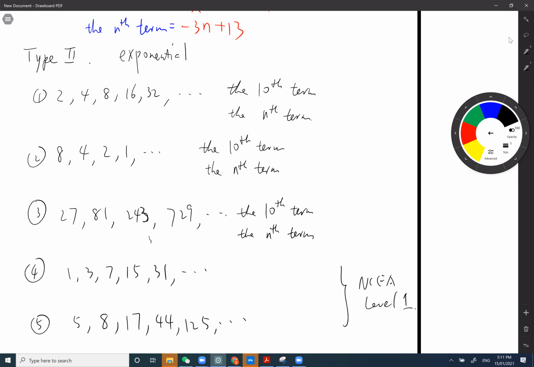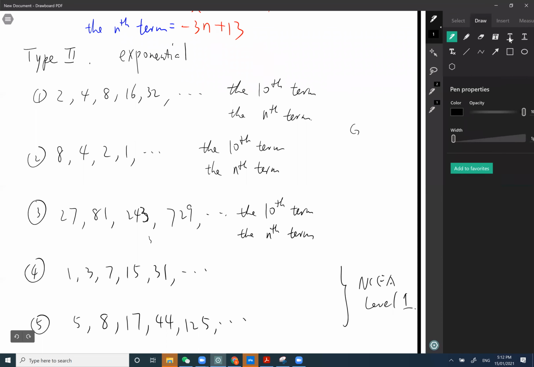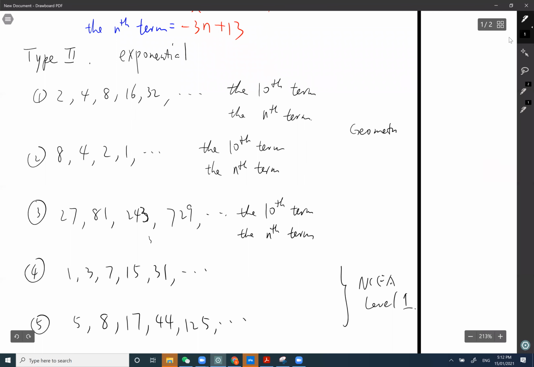What's the pattern here? You always times a number. If you find the difference, it's changing. Okay. In Cambridge, we got another name called the geometric. Geometric. Okay.